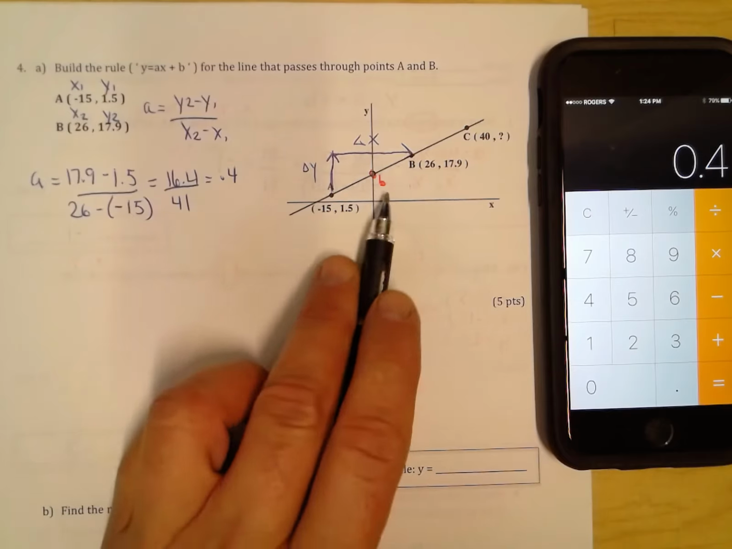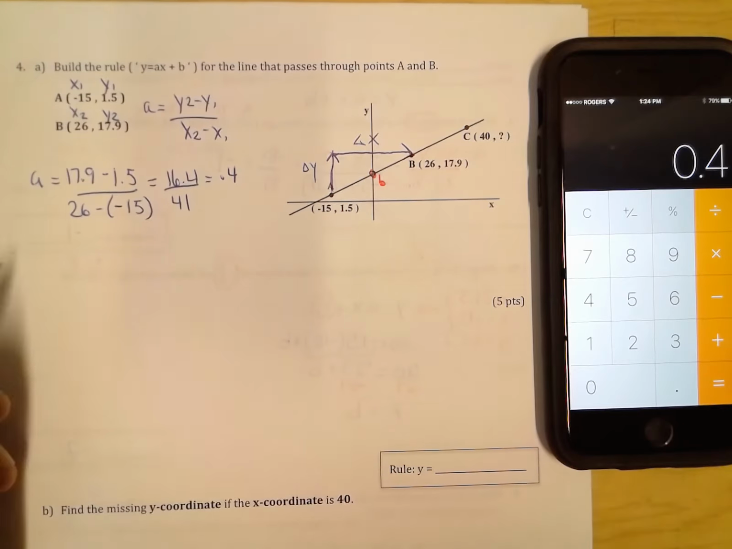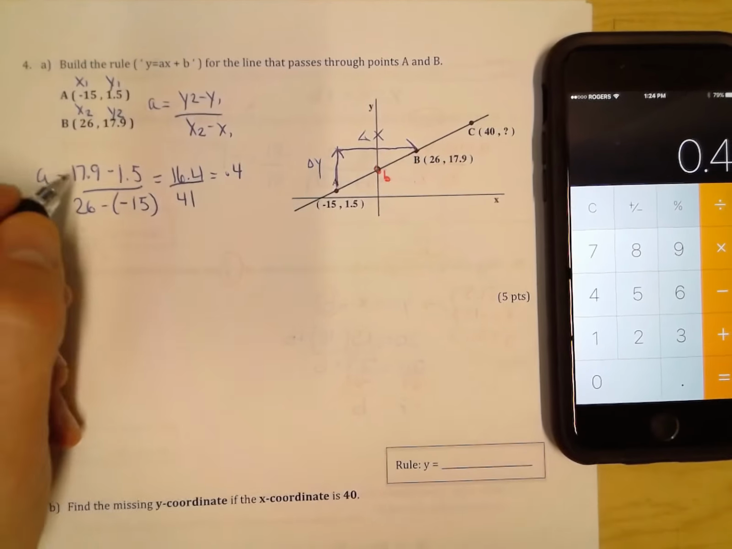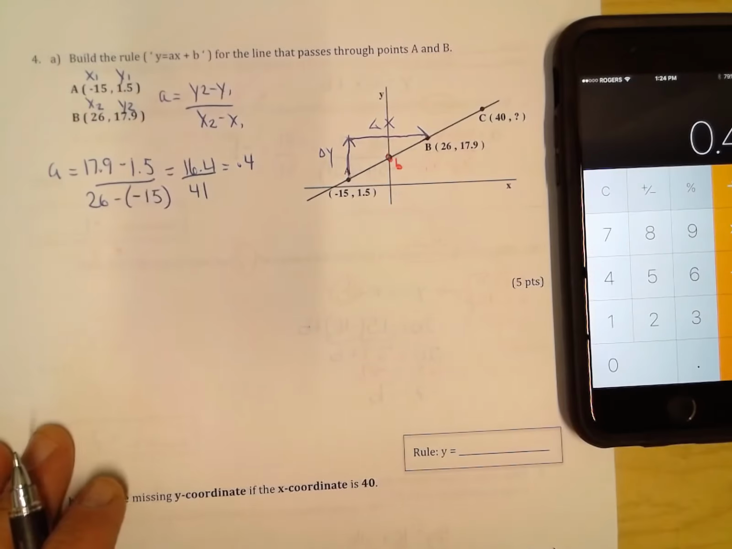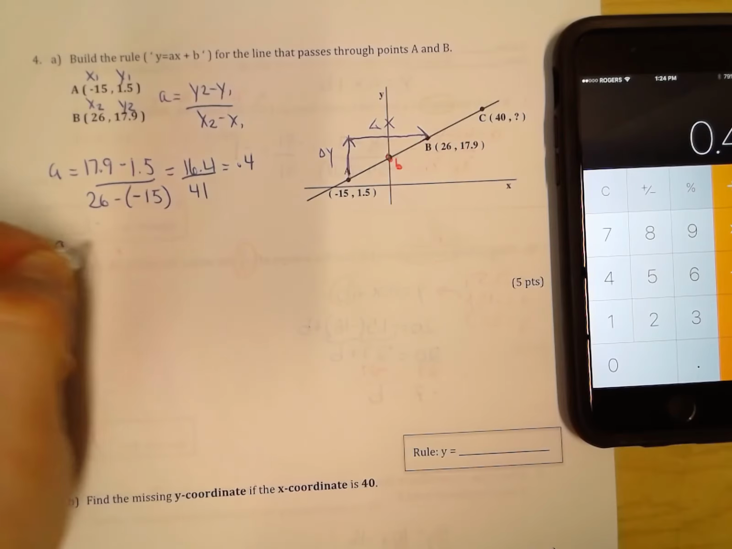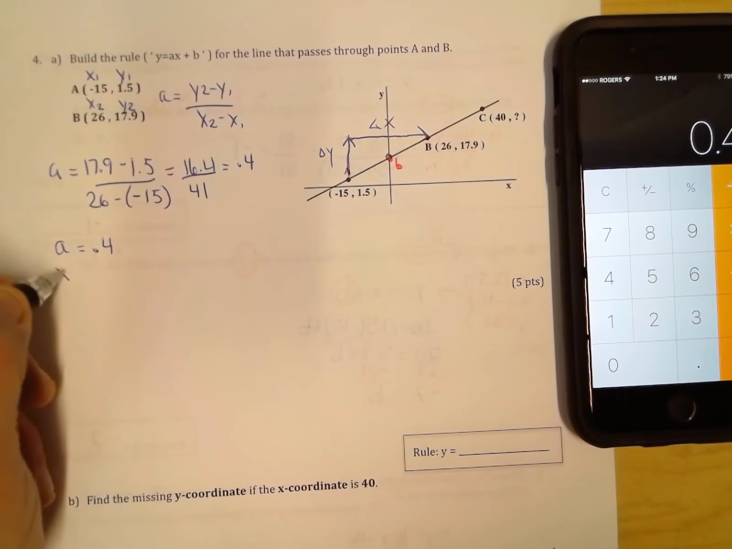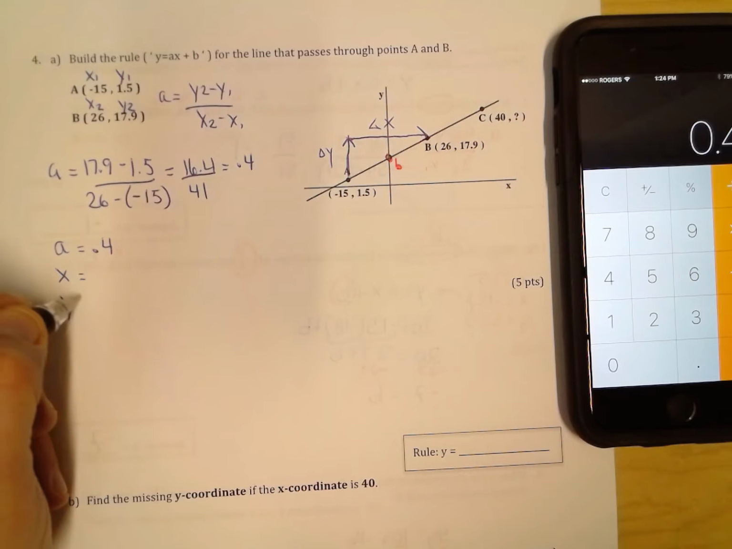And in order to do that algebraically, we're going to do it with a substitution. And the substitution works basically the way the others have previously. First, I'm going to take the time to identify what I know. Well, I know my A. My A is equal to 0.4. And now I need an x, and I need a y.